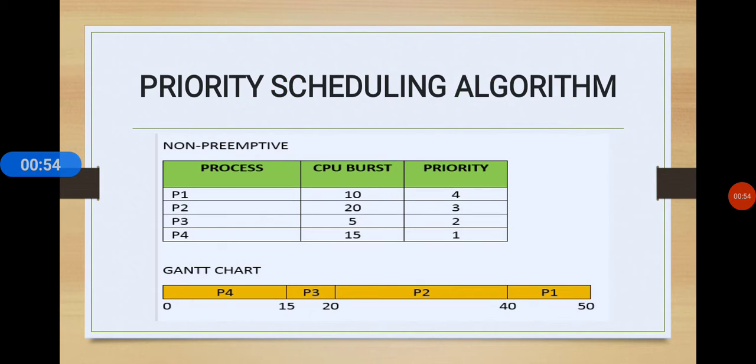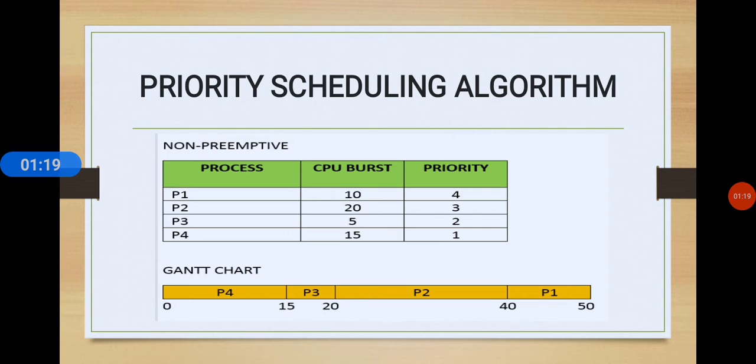Priority scheduling algorithms. We have here one example of priority scheduling, which is the non-preemptive priority scheduling algorithm. We have the process, the CPU burst, and the priority. First, we're going to make the Gantt chart. So at time 0, these 4 processes arrive. We have our first process as the lower priority number, which is the P4.